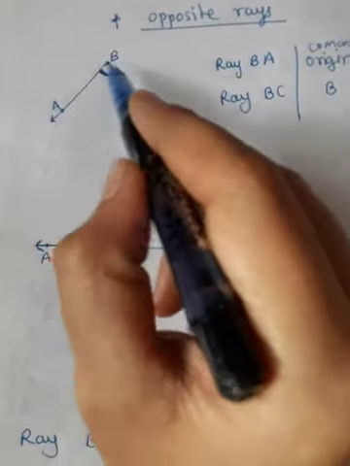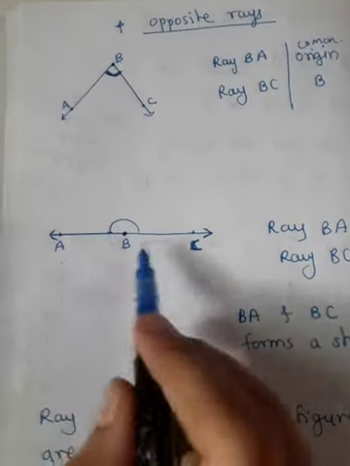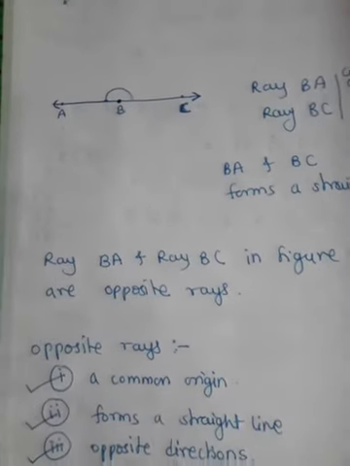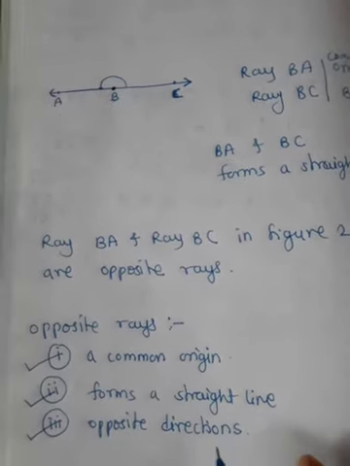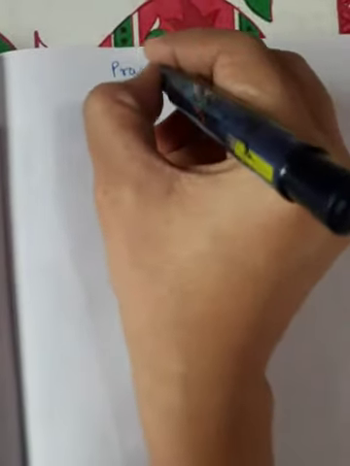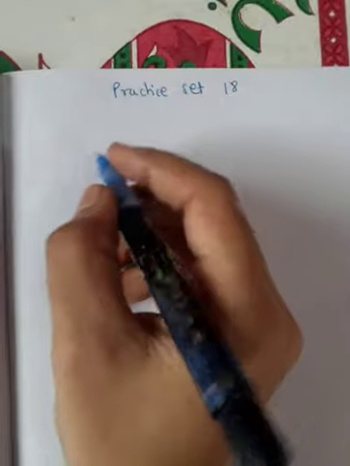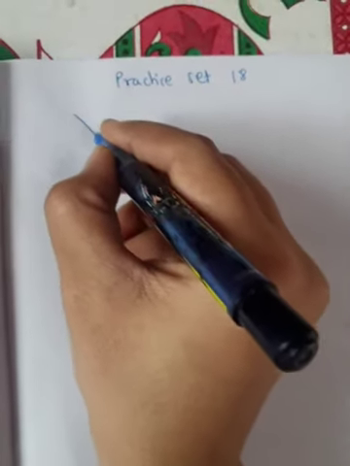So the rays BA and BC in figure 1 are not opposite rays, and the rays BA and BC in figure 2 are opposite rays. What are the conditions for opposite rays? They must have a common origin, they must form a straight line, and they are in opposite directions. Okay, now on the basis of this there is practice set number 18, and in this practice set there is only one question, and in that question they have given one diagram.